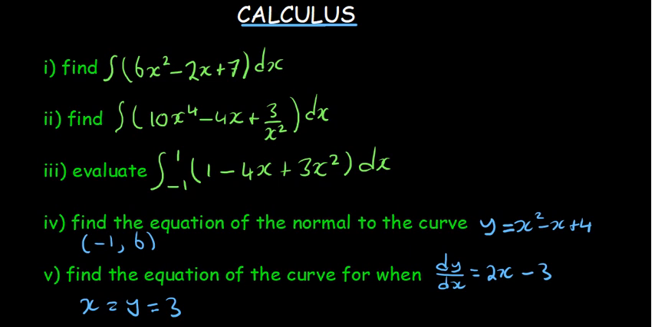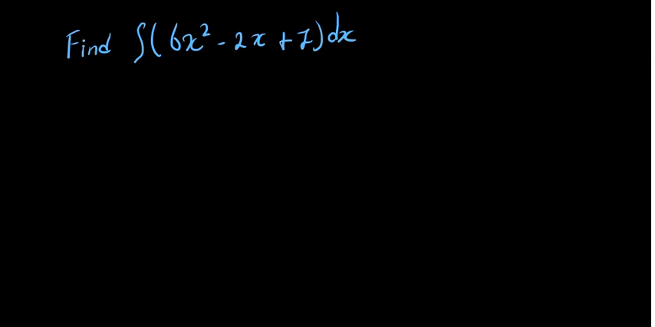Okay, so starting from the first one, we need to find that's what we have been given. We have been given 6x to the power 2 minus 2x plus 7. We have the dx right there. So basically this question is just asking us to integrate, and when you are integrating, we need to keep one thing in mind.